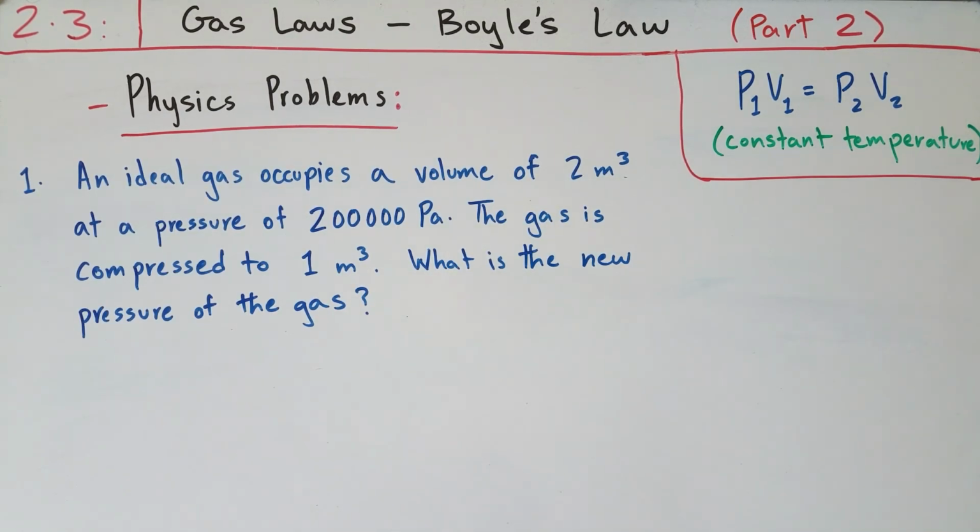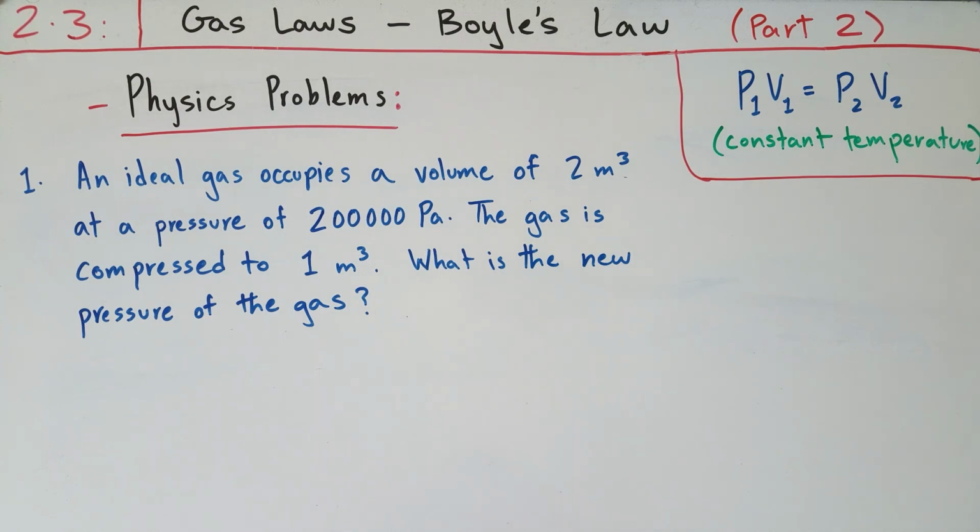So we're given this first question, which says that an ideal gas occupies a volume of 2 cubic meters at a pressure of 200,000 Pascal. The gas is compressed to 1 cubic meter. What is the new pressure of the gas? It's good to read the problem again and identify some key features of the problem and the stuff that you will be using to solve this problem.